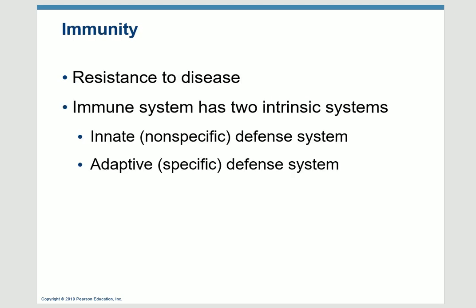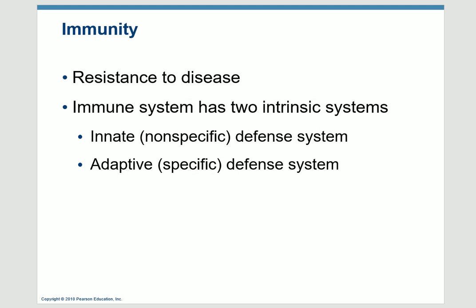So now we are moving on to immunity, which is the resistance to disease. We have two different categories here of immunity. One is the innate, the non-specific defense system, and one is adaptive, or the specific defense system. Non-specific means very broad, very generalized, doesn't fight a specific pathogen, whereas adaptive is the opposite. You're fighting a particular pathogen, you know what you're exposed to, and that is what you are fighting.